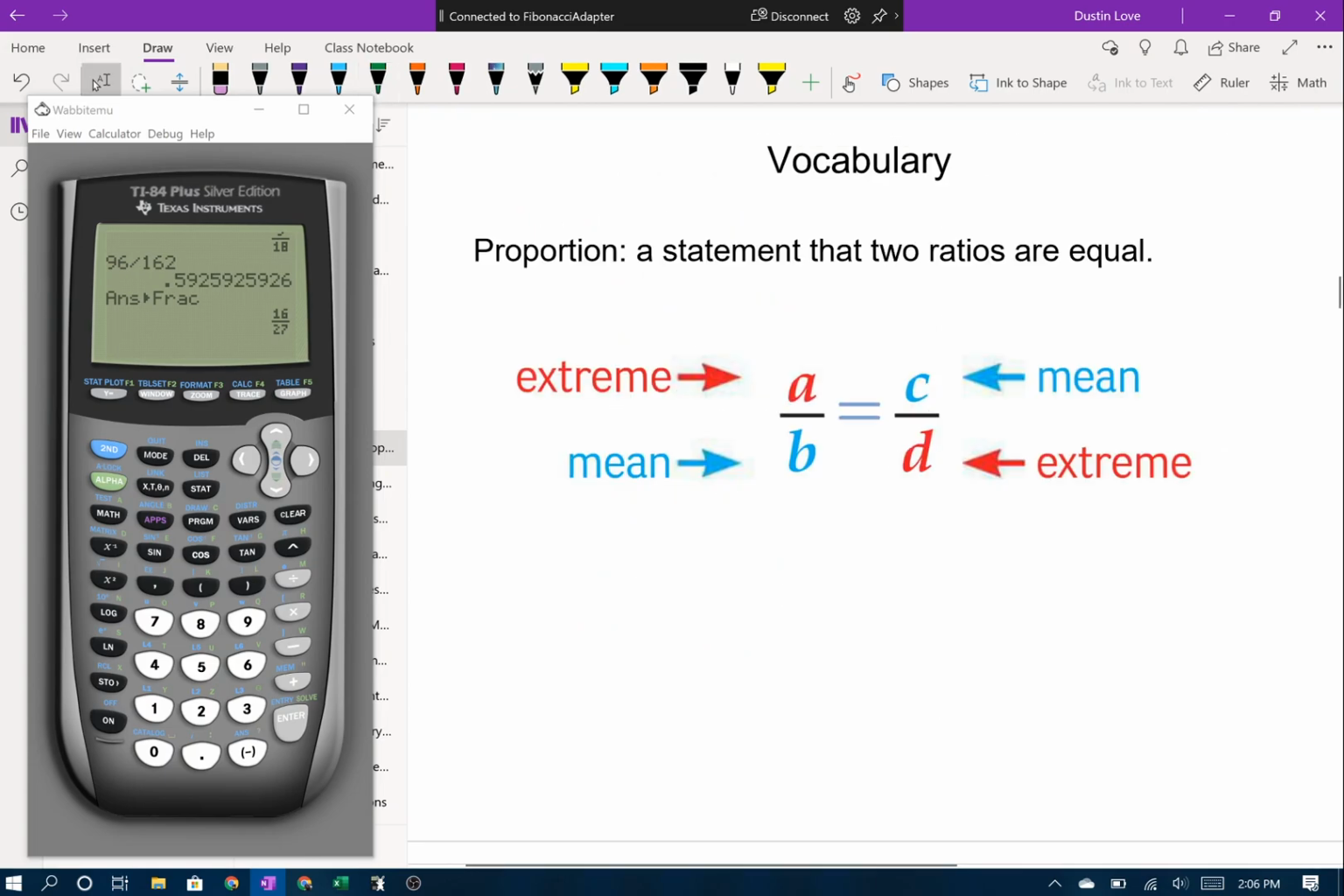Okay, honestly, I planned on doing this, but I changed my mind. I don't really like this extreme and mean thing. I'm not going to use it at all.